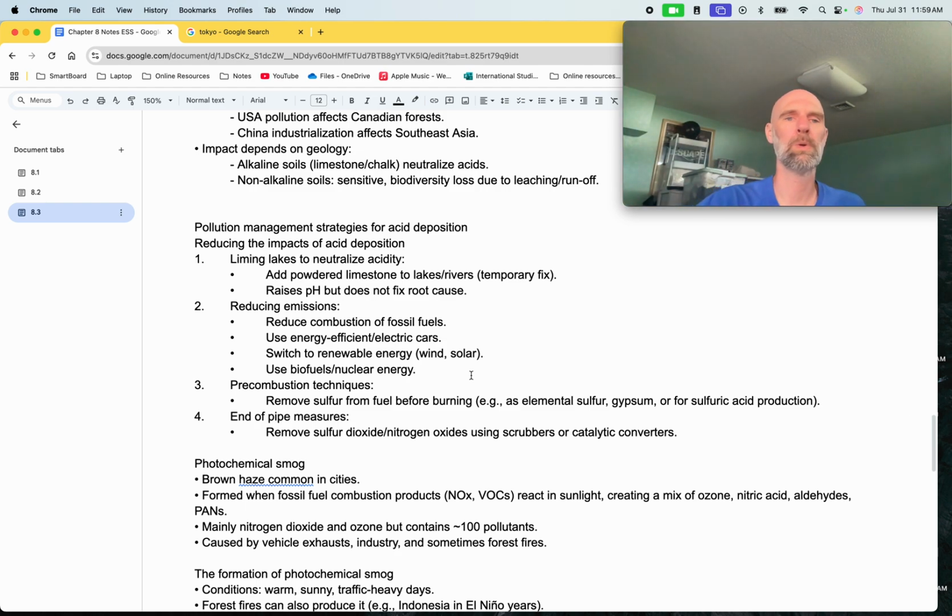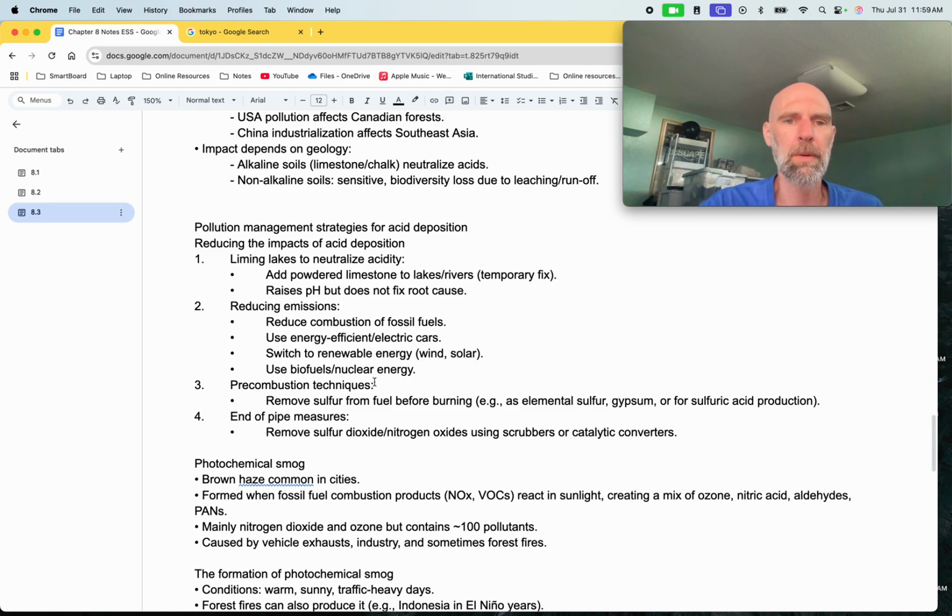Reducing emissions: reduce combustion of fossil fuels. Use energy-efficient cars and electric vehicles. Switch to renewable energy. Use bike lanes too. Use biofuels and nuclear energy. A lot of us are against nuclear energy, but keep an open mind. I use the words never and forever a lot less as I've gotten older.